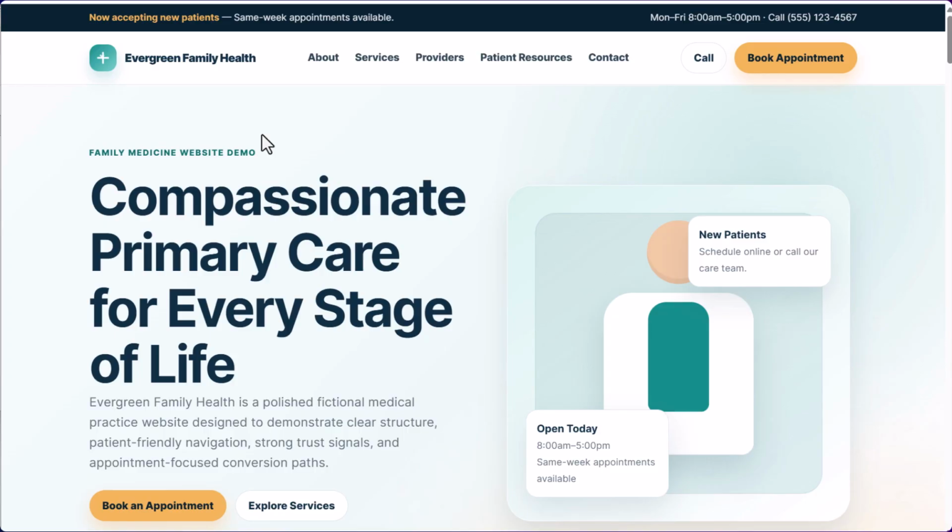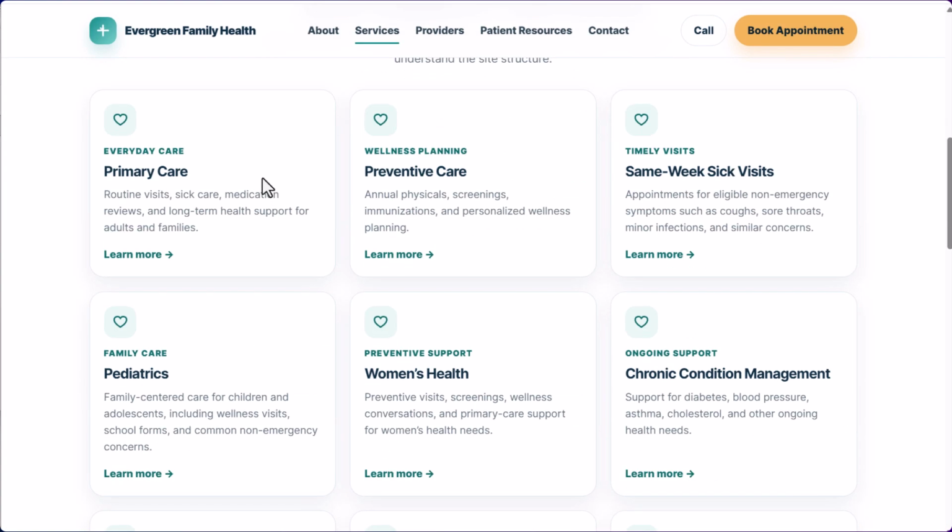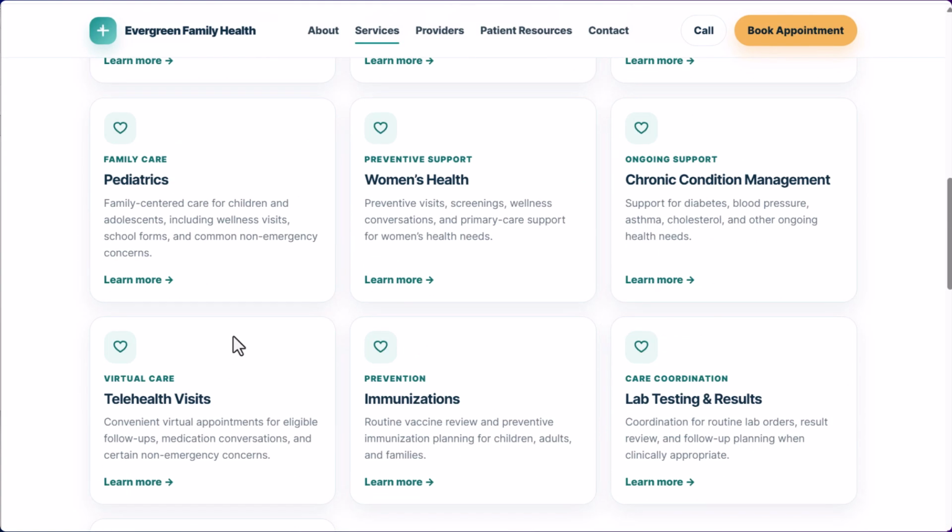Because when people are searching, for this one, it's a primary care. So Evergreen Family Health. Basically, our services, if we look over here, are going to be preventative care, primary care, pediatrics, women's health. So these are your main, just your everyday doctor that's basically doing your physical. So there's a lot of different providers that do this. So you need to find out, how do we stand out from the crowd?